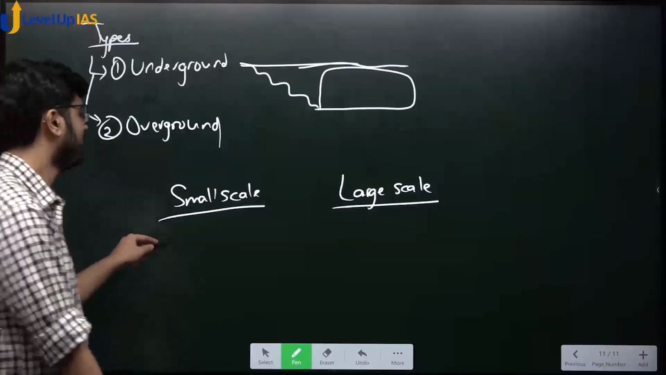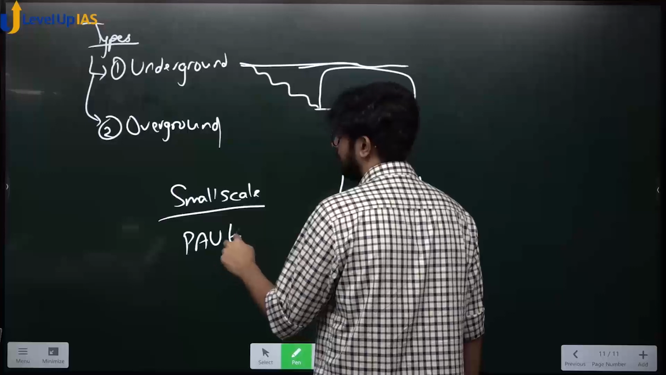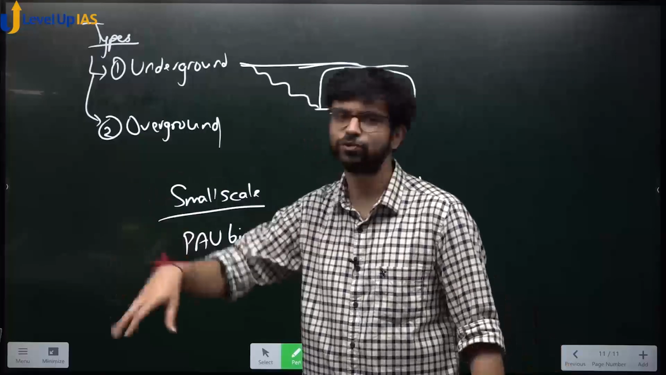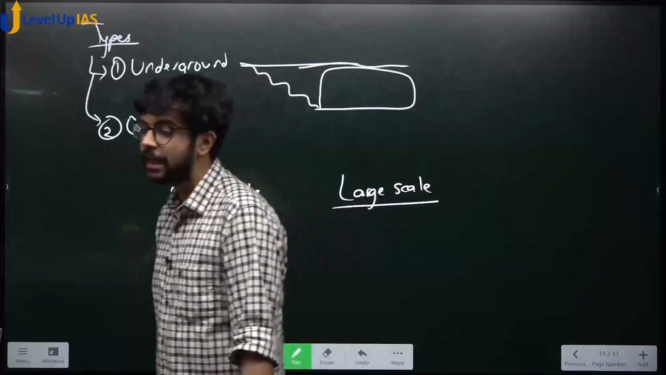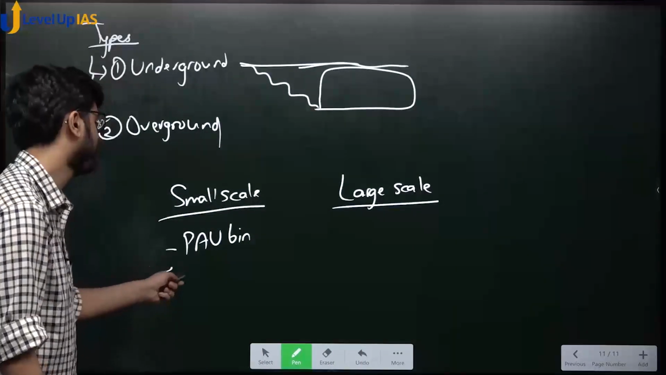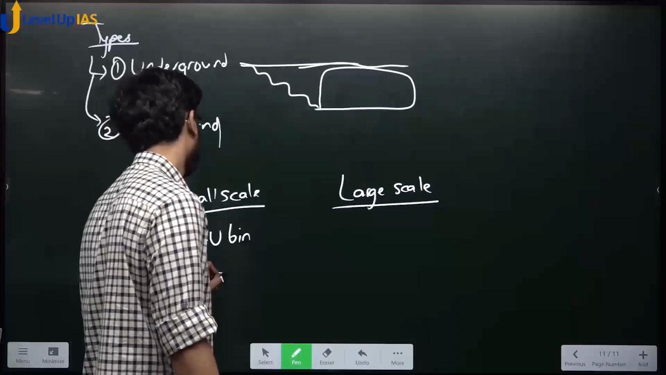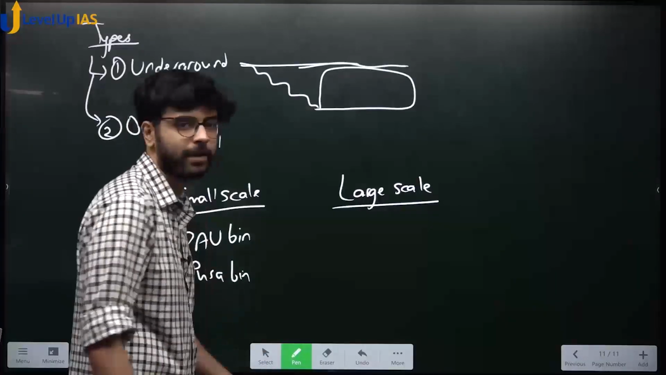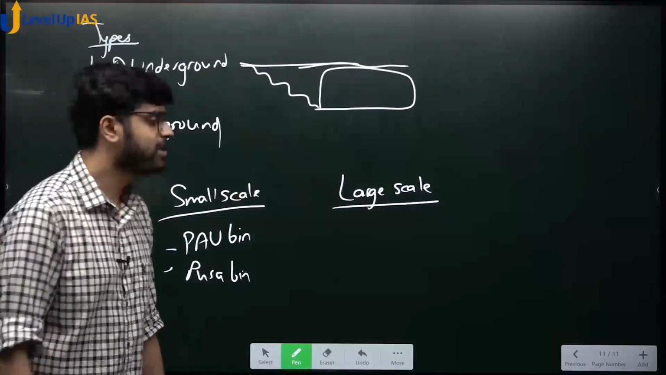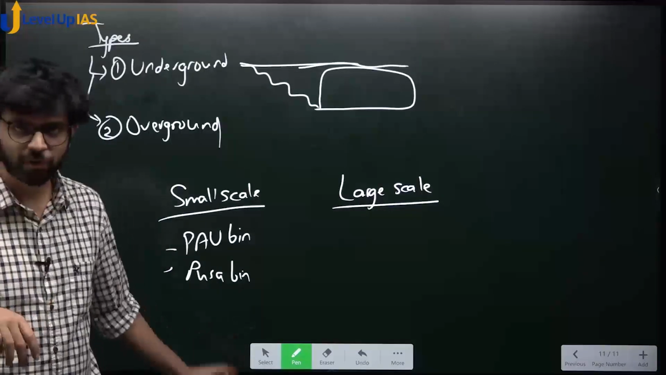Small scale में there is something called as Punjab Agricultural University bin. They have designed a small bin like structure, dustbin जैसा है, बड़ा dustbin, to store goods. ठीक है? There is one more small scale storage which is called as Pusa bin. There is Pusa University also, Pusa Agricultural University. So उन्होंने design किया है. These are all Indian designs. So Pusa bin. Okay? Then for large scale storage, very important, you need to know this.